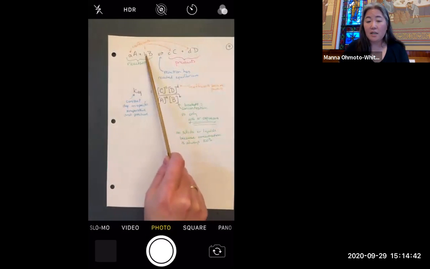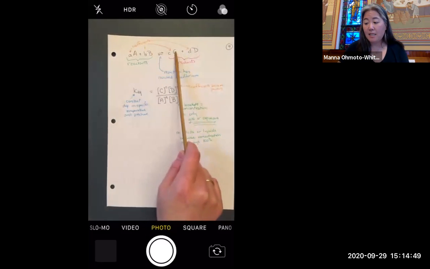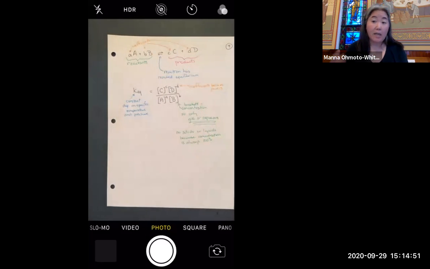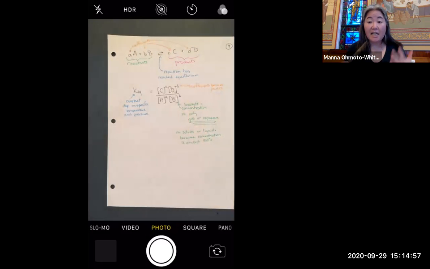The lowercase letters are coefficients. Those are the ones that are used to balance the equation. And A, B, C, and D in capital letters are the actual molecules. This double-headed arrow again shows that my reaction is at equilibrium.